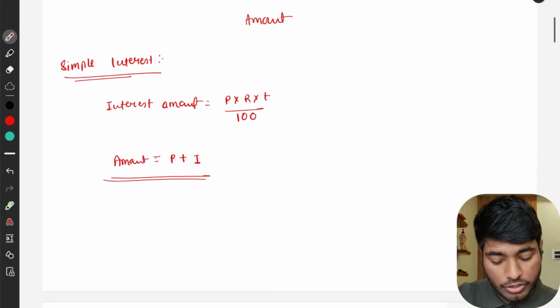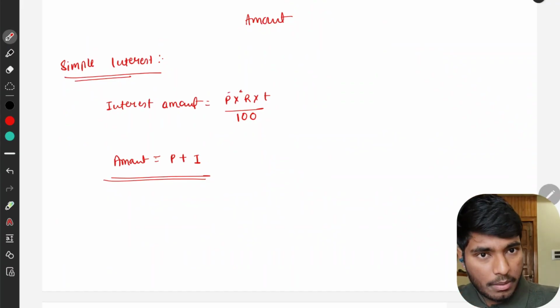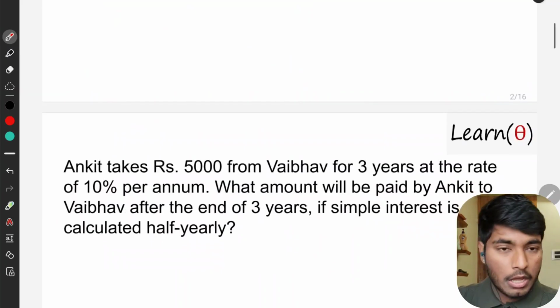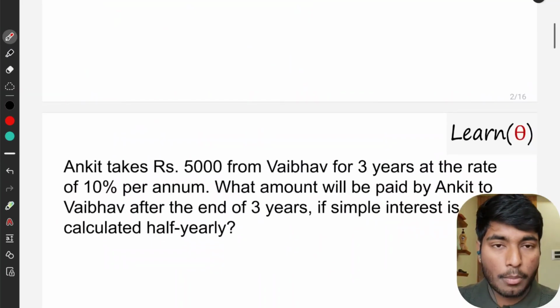Okay, and what is the interest amount? Principal multiplied by the rate for the time upon 100. Okay, I hope that's clear. Now let us take an example for proper understanding.